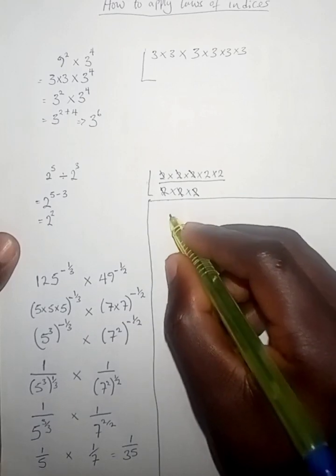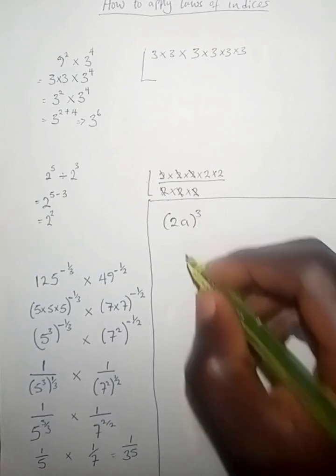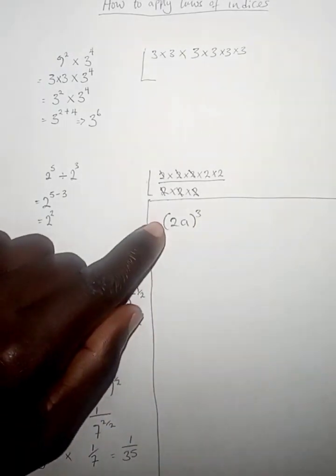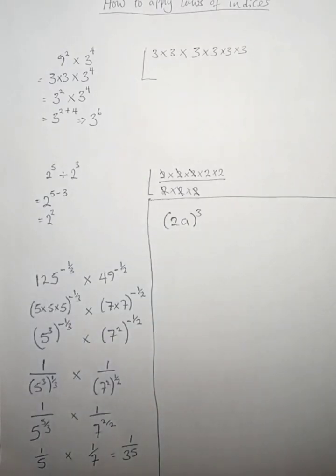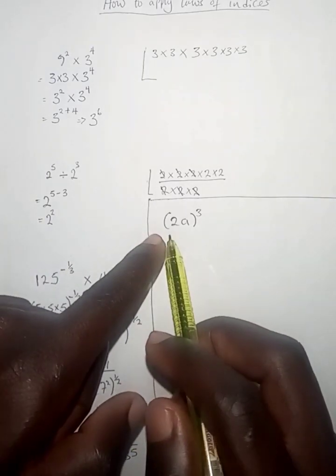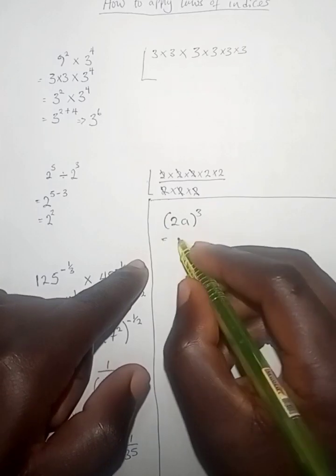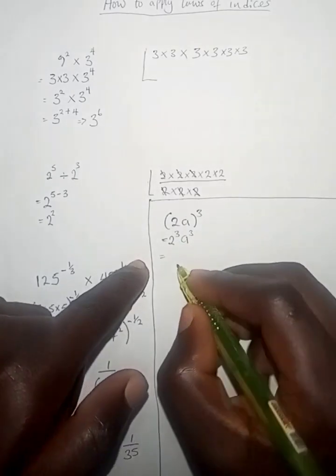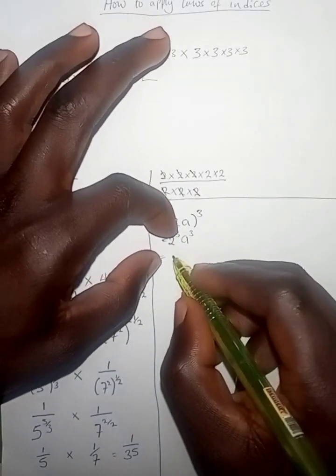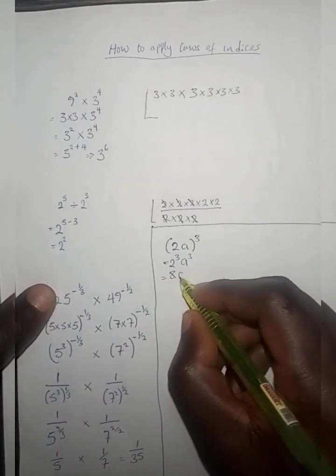We're also having 2a to power of 3. For this example, we have a variable with its coefficient, which simply means that the power is for both 2 and a. This will be 2 to power of 3 and a to power of 3, then a cube.